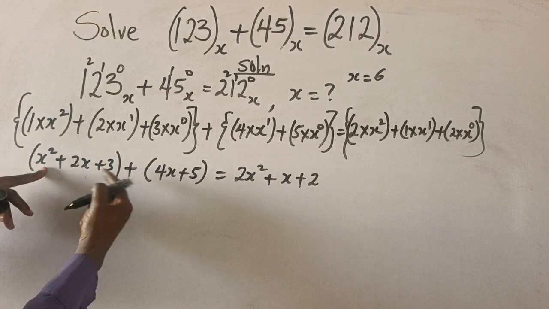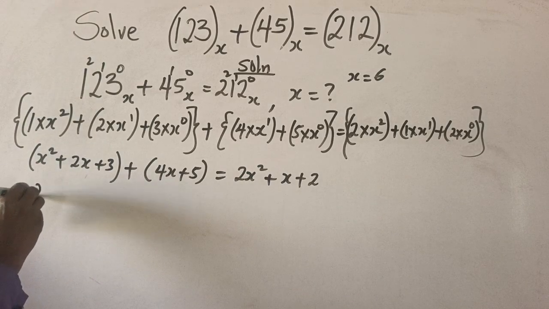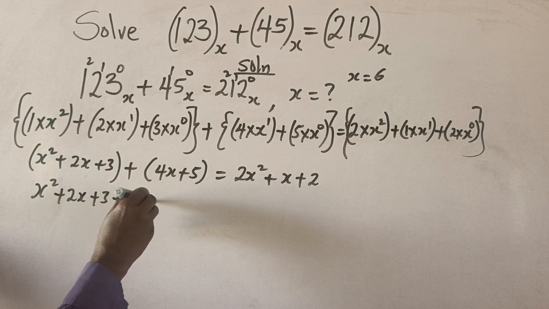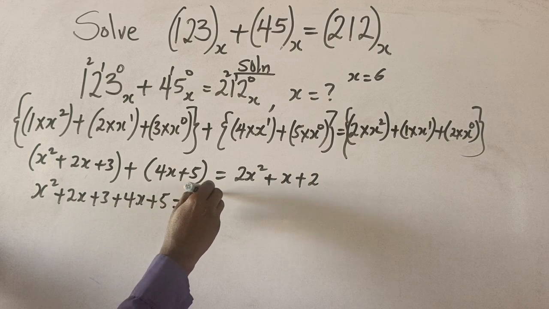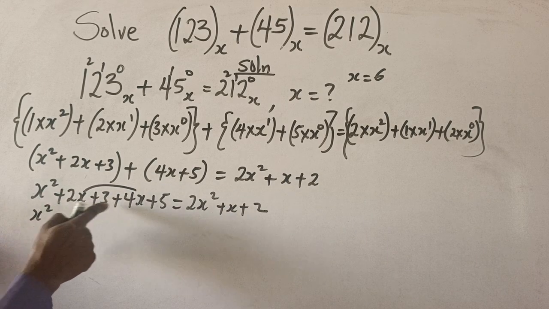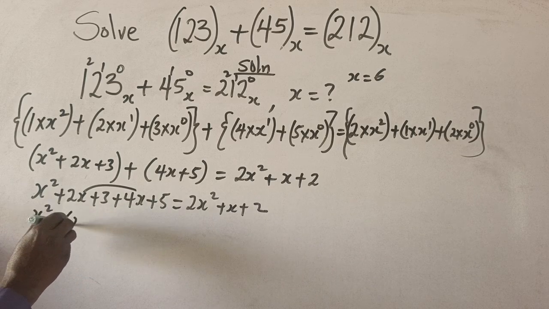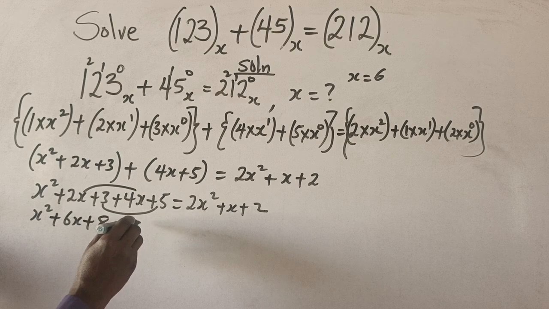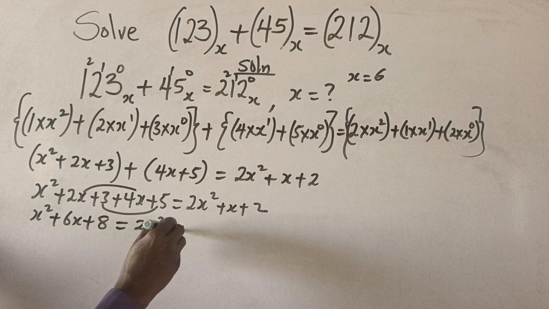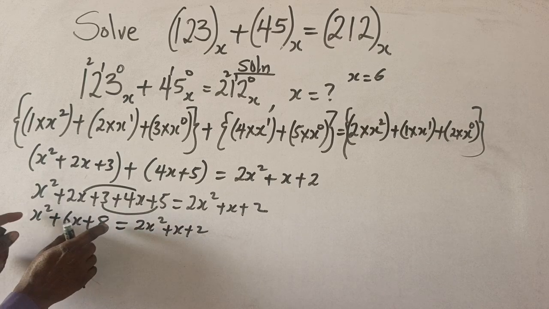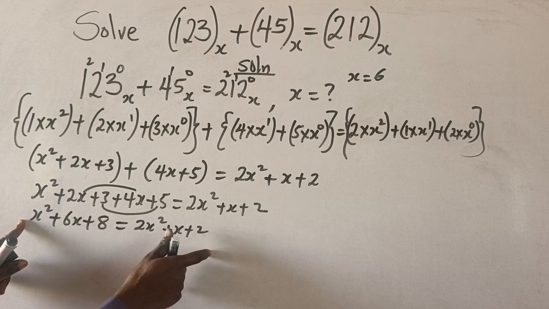So now on the left hand side here, we have x squared plus 2x plus 3 plus 4x plus 5 equals 2x squared plus x plus 2. Now these two are like terms. We have x squared, 2x plus 4x, we have 6x, 3 and 5 are like terms. So we have x squared plus 6x plus 8 equals 2x squared plus x plus 2. Now 2x squared is greater than x squared. We are going to take every term on the left hand side to the right hand side.